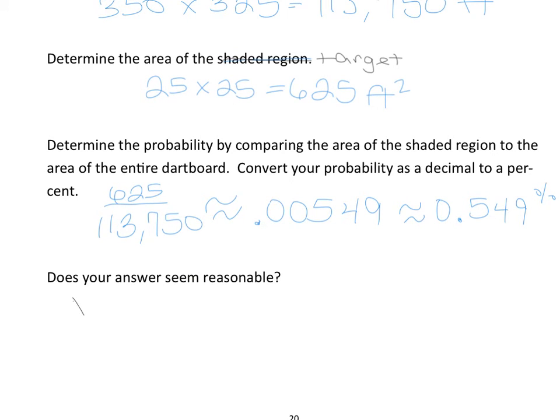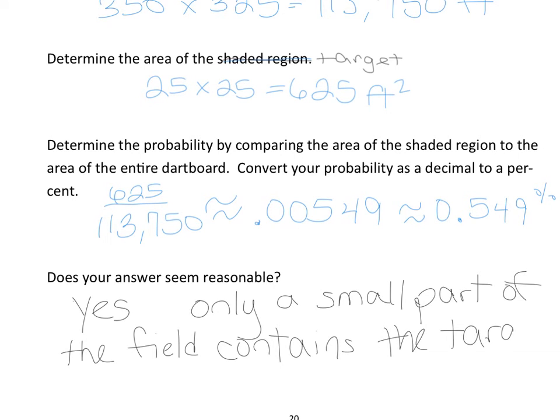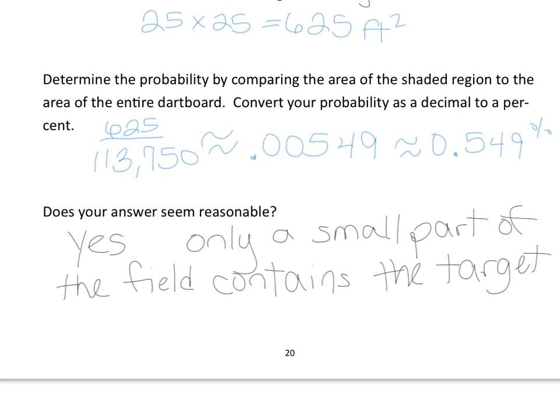Well, yes, it does. The reason behind this is that only a small part of the field has the target. So it only makes sense that the percentage should be under 1 or should be a small number.